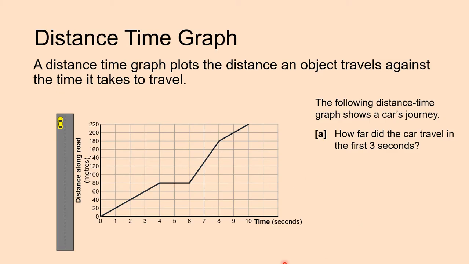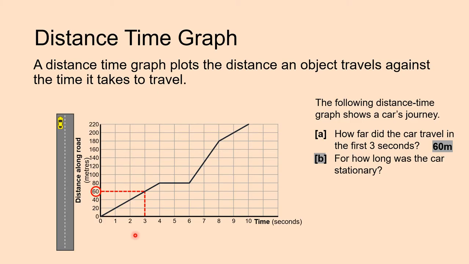So, I'm going to show you how we look at these questions. The first question is, how far did the car travel in the first 3 seconds? So we're going to read up from 3 seconds and across to 60 metres. So the answer is 60 metres, because we know that the car had travelled 0 metres at 0 seconds.